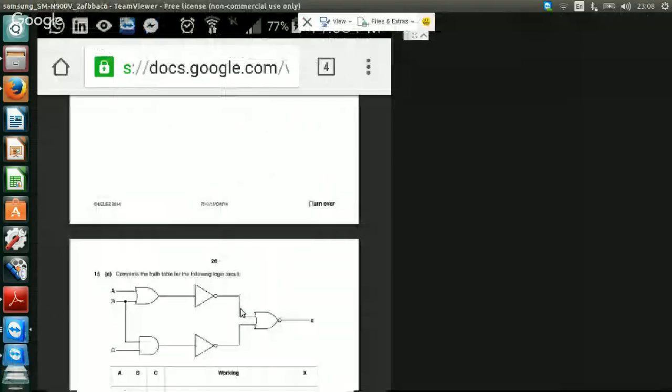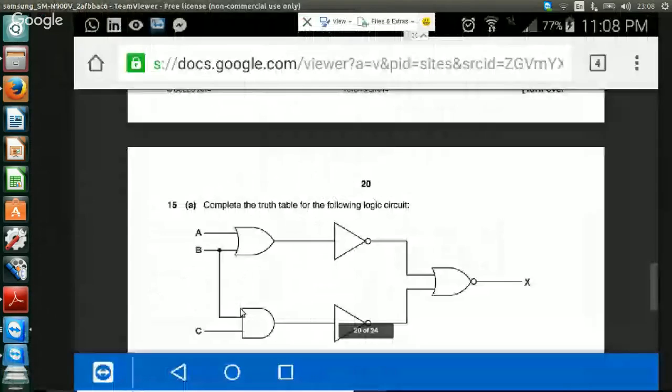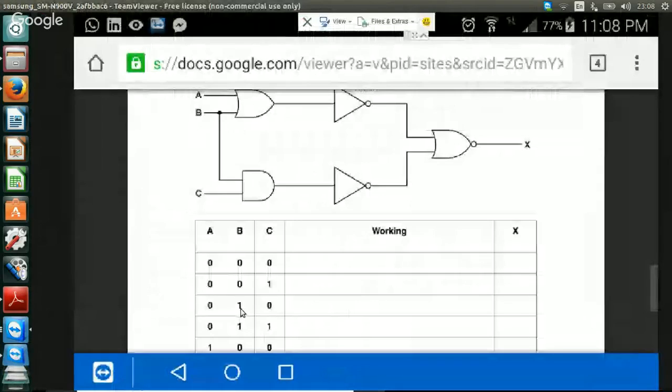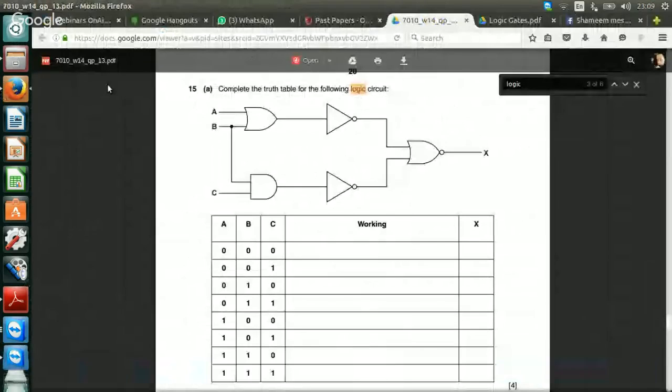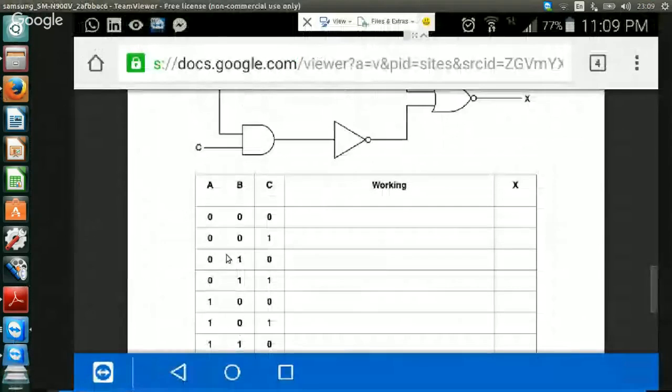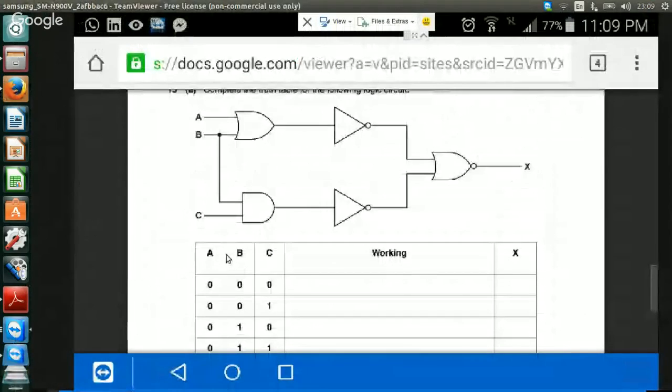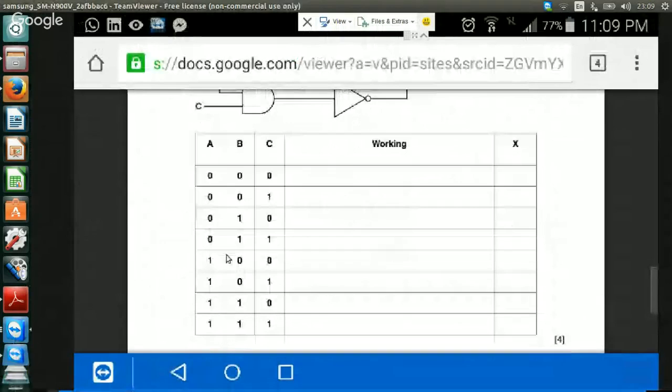Okay, there we are. So what you're going to have is a question just like this. This is the past paper question of 2014, I guess. Winter 2014. So how are we going to solve this question? There is the logic gate, and there is the table.